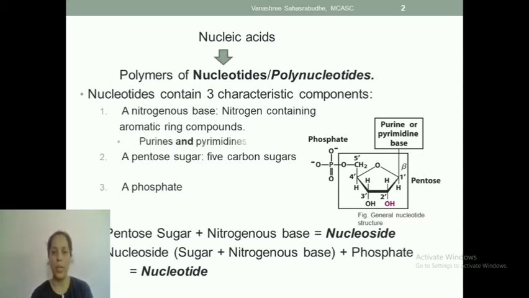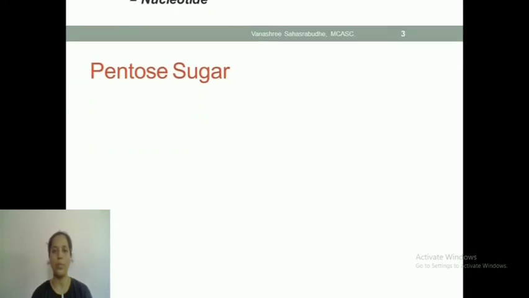We have two types of nitrogen bases, purines and pyrimidines, and the 5-carbon sugar here is a ribose, or it may be deoxyribose. In DNA we have deoxyribose, and in RNA we have ribose sugar. We also have a phosphate group, which is nothing but phosphoric acid. Now let us study each of these components one by one. Let's start with the pentose sugar.